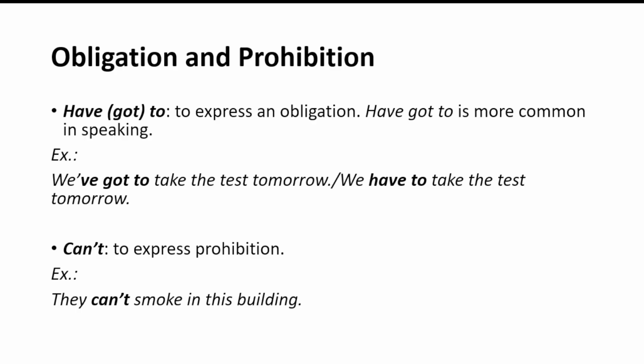And the structure can't, this is the modal verb can't in negative, indicates prohibition in English. For example, they can't smoke in this building. So this is a prohibition example.